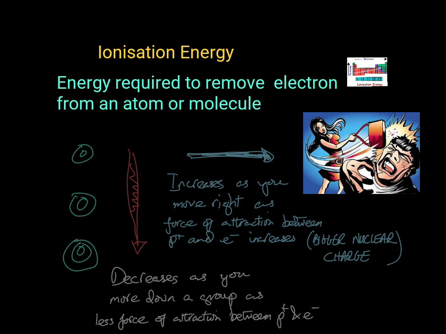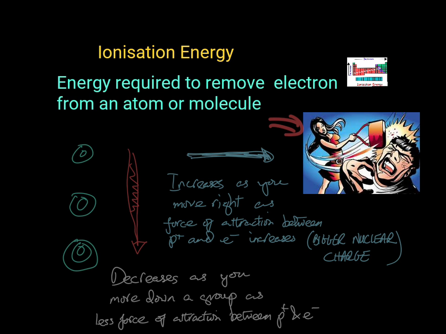The next thing that we're going to talk about in terms of trends is ionization energy. This is the energy required to remove an electron from an atom or molecule. You can relate it to a scenario where you're trying to take a handbag from a person, and maybe you think that a certain amount of energy is required for that, but it turns out that you need quite a little bit more energy than you first imagined.